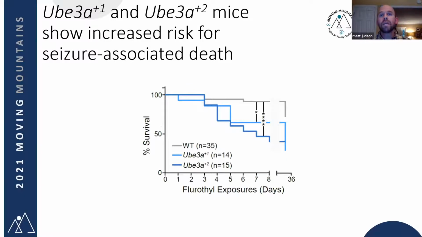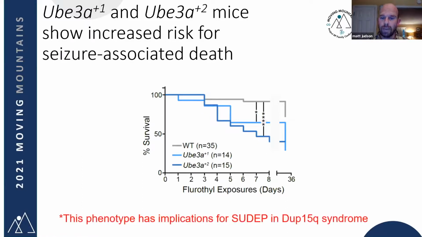That said, what did become obvious during the course of these experiments was that both UBE3A+1 and UBE3A+2 mice were far more likely than control mice to die from Flurothyl-induced seizures when they did happen. So we found this to be actually very surprising. So the death in the control group was pretty rare. So fewer than, roughly 5 to 10% at most were succumbing to seizures during 8-day kindling. And compare that with at least 35% of UBE3A+1 mice dying, or greater than 50% of UBE3A+2 mice dying during this 8-day course of kindling. So this phenotype, we think, is very striking, and we think it might have implications for SUDEP in Dup15q syndrome.